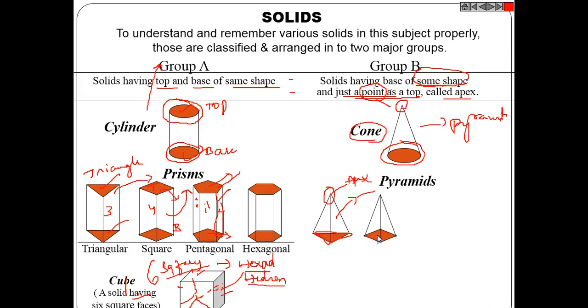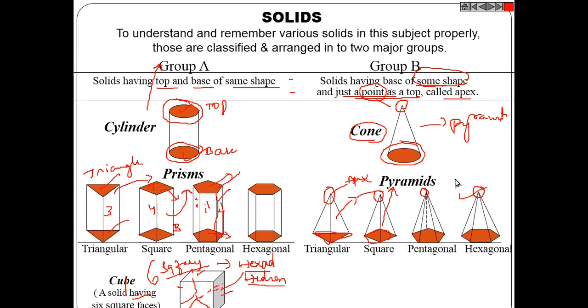Similarly, we have a square at the bottom, and at the top there is a point, the apex. This we call a square pyramid. Similarly, a pentagon, and there is a point on the top. This is a pentagonal pyramid, and this is the final one. It is a hexagon at the bottom, and on top it is a point, so it is a hexagonal pyramid.